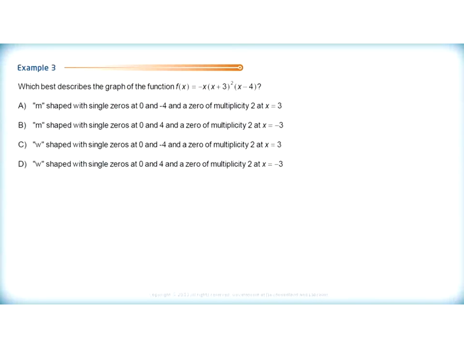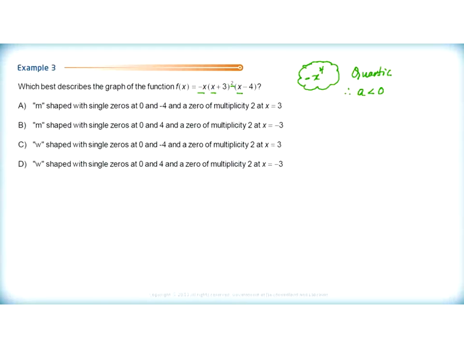In example 3, which best describes the graph of the function f of x equal to negative x multiplied by (x plus 3) squared multiplied by (x minus 4). When I look at that function, I'm multiplying a negative x multiplied by x squared multiplied by x. And in my mind, I see that the leading coefficient will be a negative x raised to the power of 4. So we're dealing with a quartic function in which the value of a is less than 0.